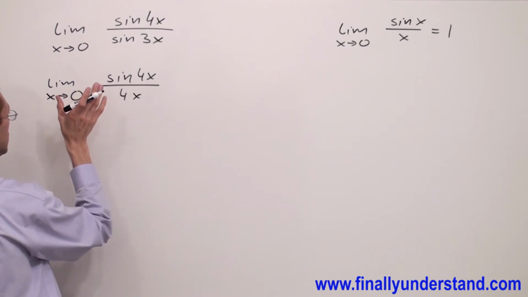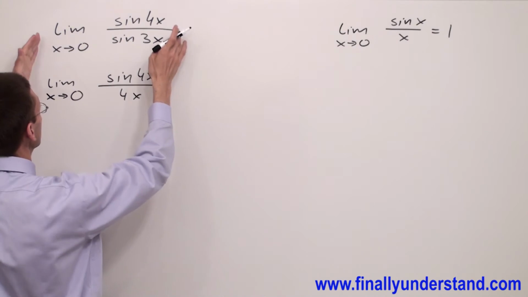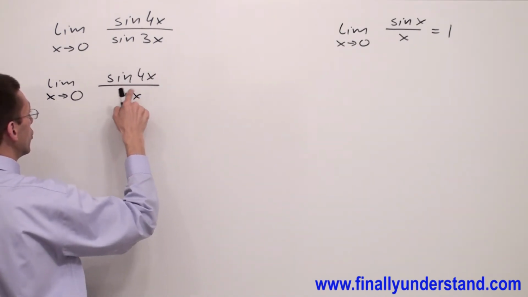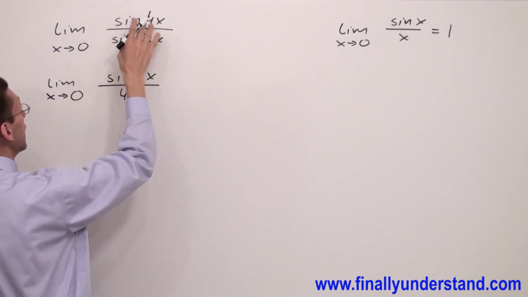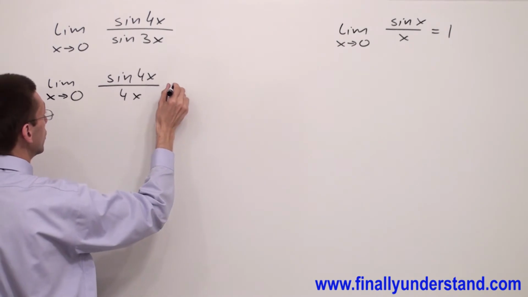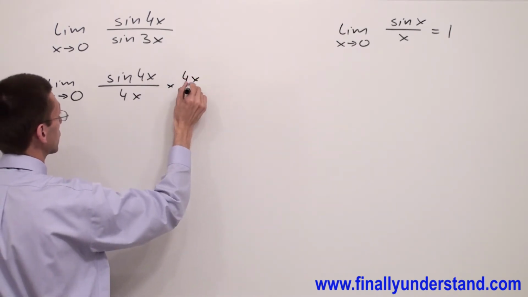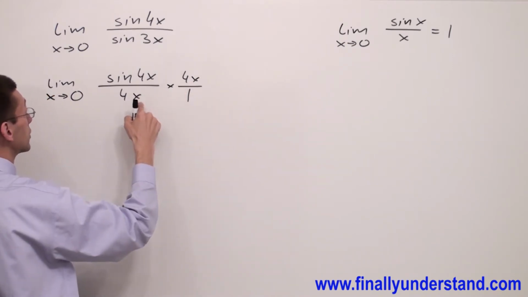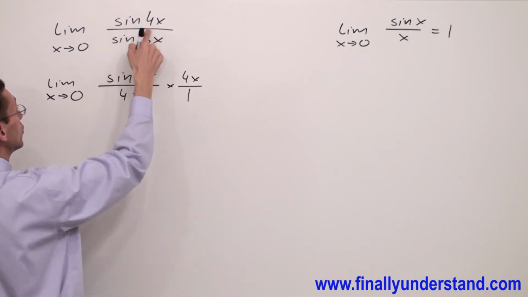And I'm going to have sine 4x over 4x. Now, you have to keep in mind that this expression, which I'm going to write right now, has to be equivalent to the top one. I have sine 4x over 4x. In order to get just sine 4x, I have to multiply my new expression by 4x. Because 4x and 4x will cancel out, and I'm going to end up with sine 4x. So I'm finished with the numerator.